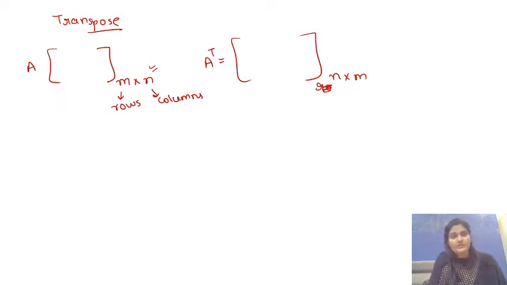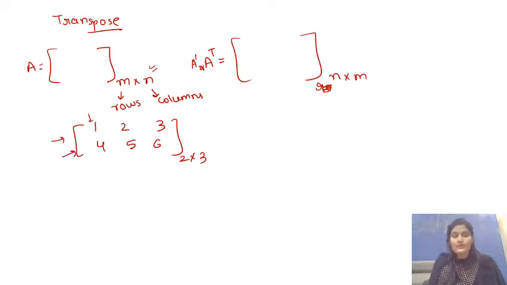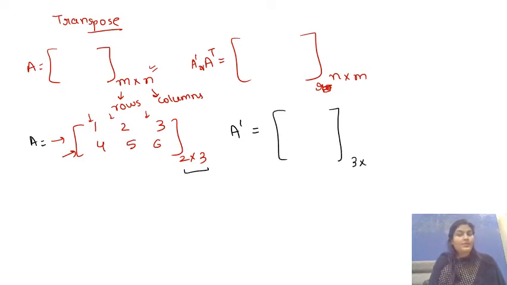If this is matrix A, then its transpose will be A raised to power T or A dash. Okay, so let's take an example: 1, 2, 3, 4, 5, 6 as a matrix of order 2 by 3. Why 2 by 3? Because there are 2 rows and 3 columns, right? Now, to find the transpose, first figure out the order. Here it is 2 by 3, so it will become 3 by 2, that means 3 rows and 2 columns.